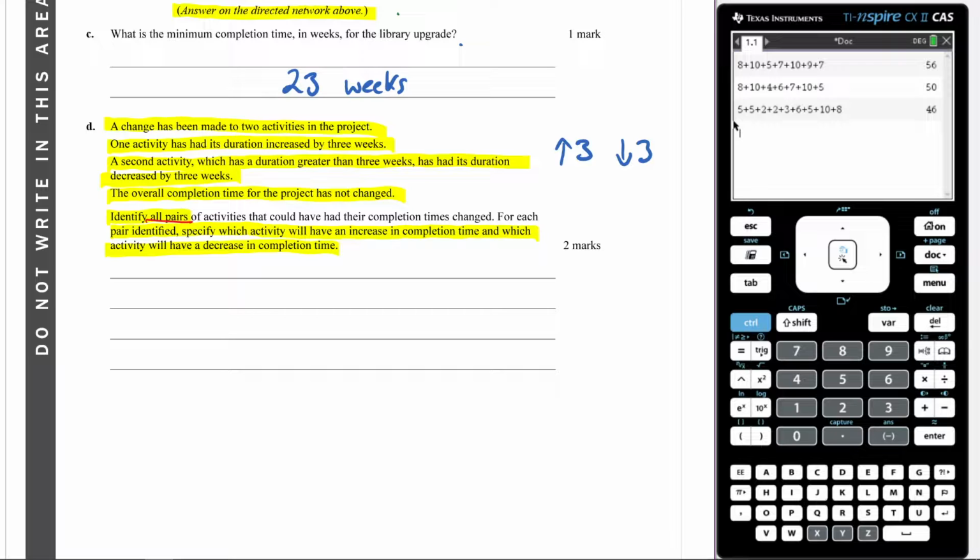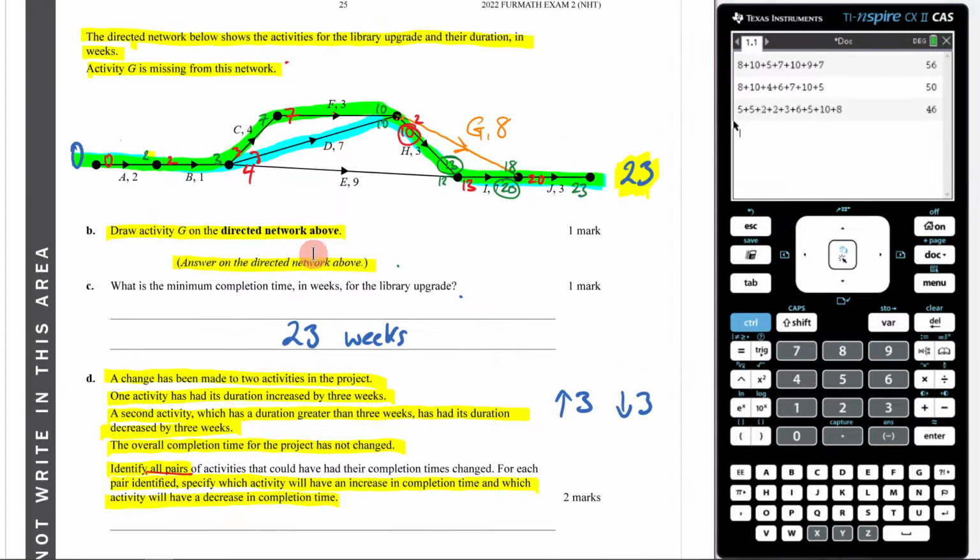Okay, what can we do here? Well, let's come up to our graph. Which two can I manipulate in order to achieve this result? Now, as I said, one is going up by 3, the other is going down by 3. The trick here to notice is that they're canceling each other out. So if I make that change to something on my critical path, it's going to mean that my overall completion time won't change, which is what we want.